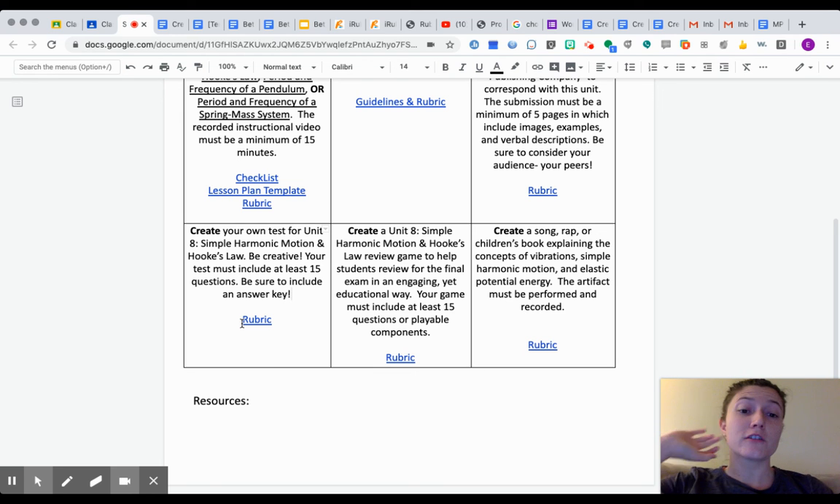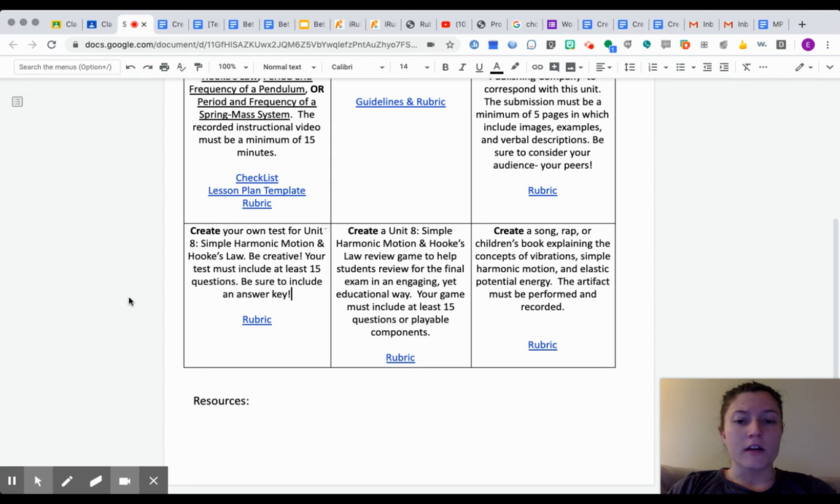Option 4 would be to create your own test of Hooke's law. Okay, so pretend that you are creating the test. The test should include a minimum of 15 questions. Be sure to include an answer key. Okay, and there's also a rubric attached there. So you want to use your old test as a guide. Okay, it could be a Google Form if you'd like, or it could be a doc, doesn't matter.